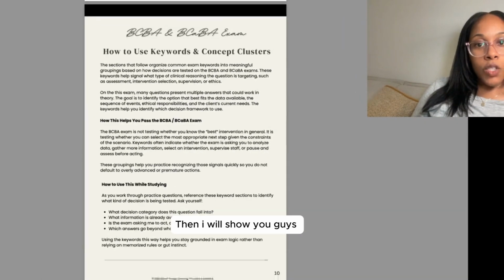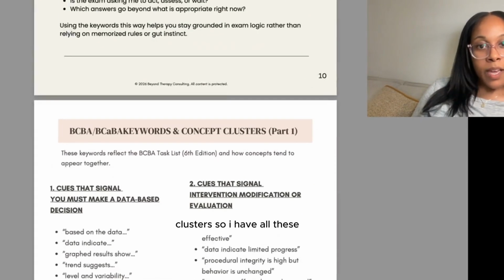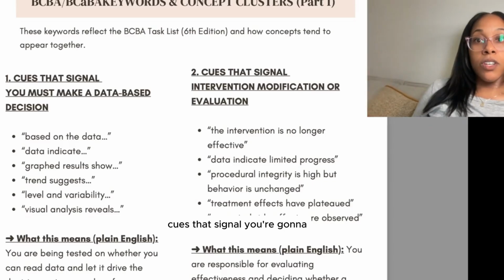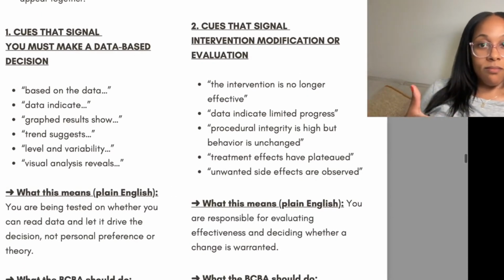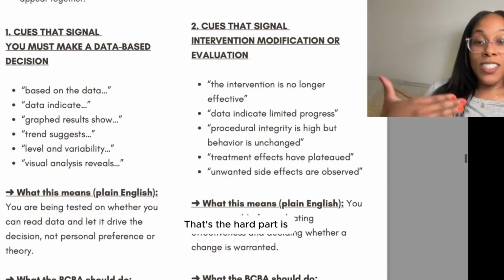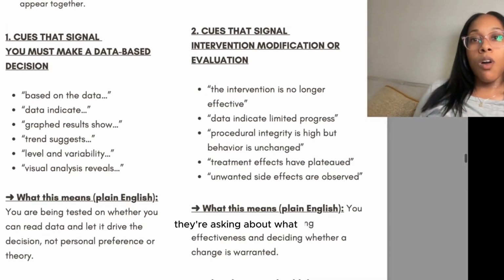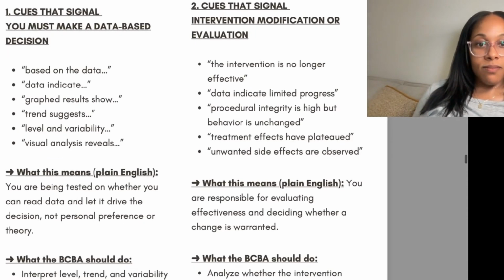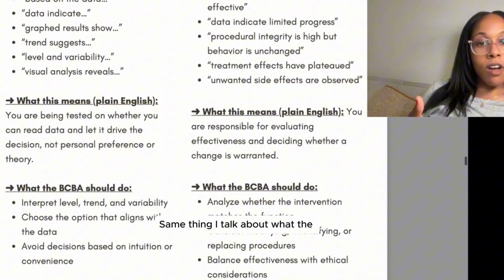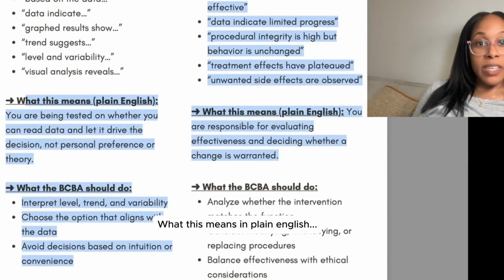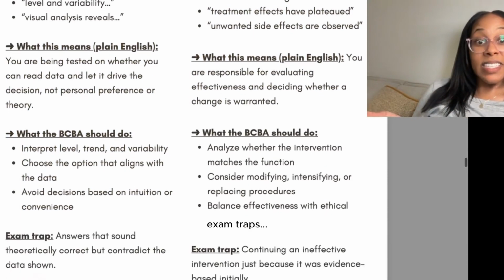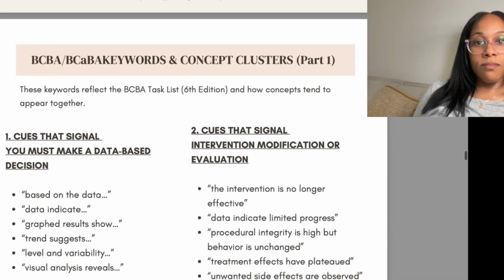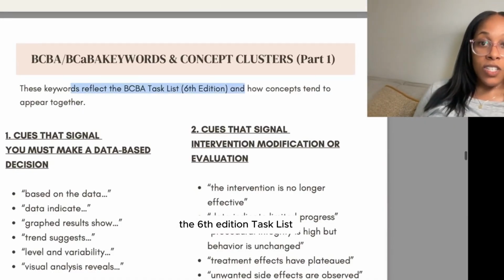And then I will show you a little bit of the BCBA, BCaBA clusters. I have all these different cues that signal you're going to make a data-based decision, because that's the BCBA side. That's the hard part. They're asking about what kind of decision sometimes. Cues that signal intervention modification. Same thing. I talk about what the BCBA might do, what this means in plain English, exam traps. So I try to think of everything I can to help you. And this is based on the 6th edition.